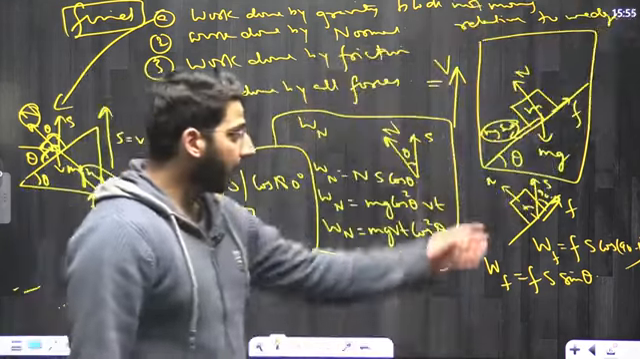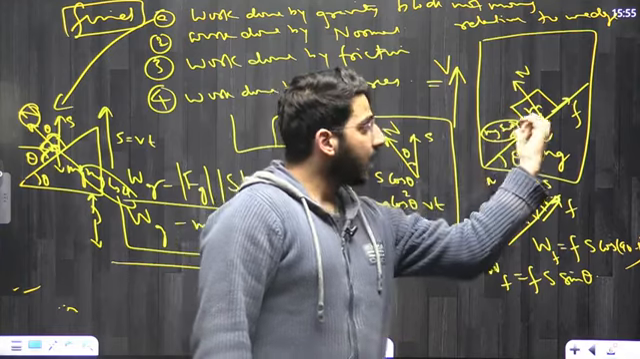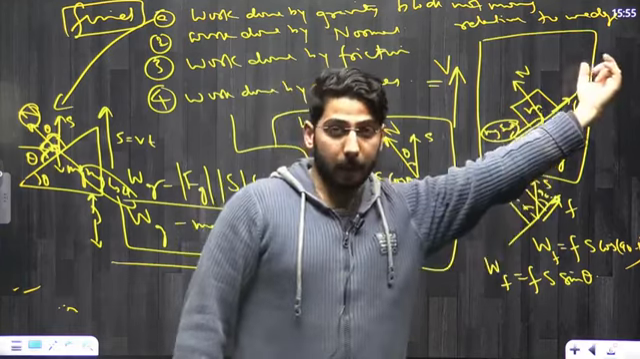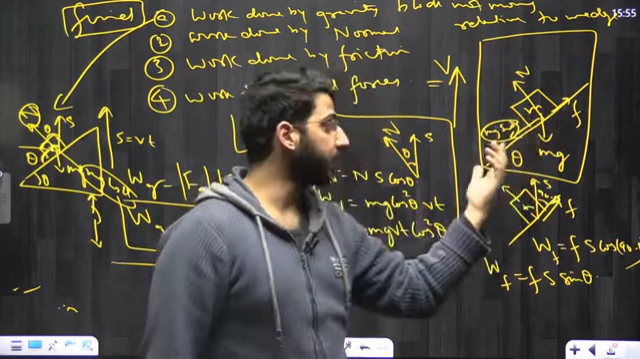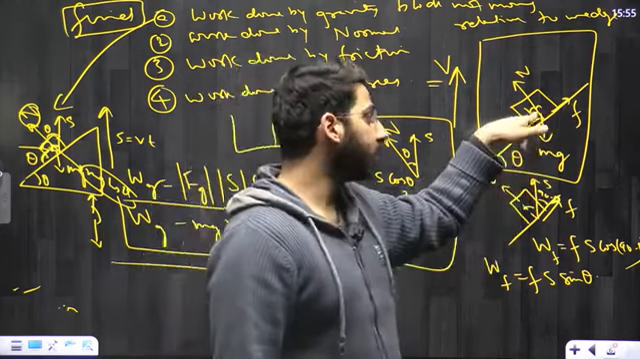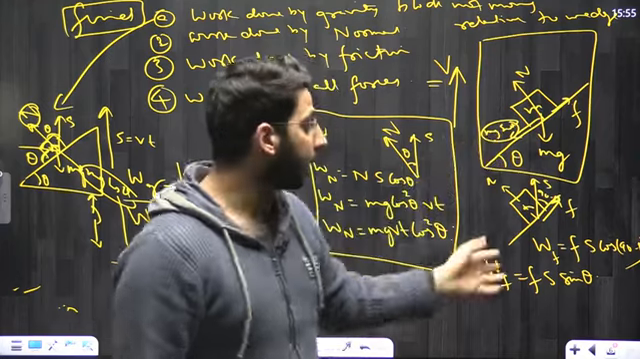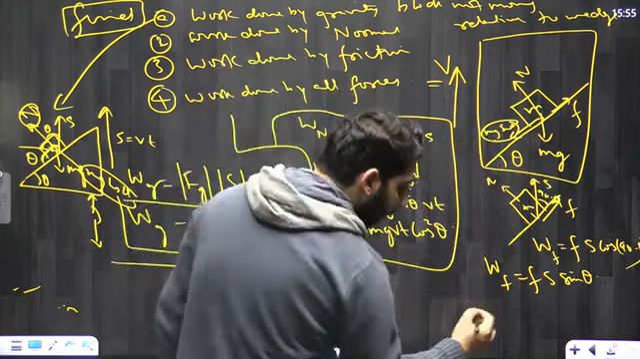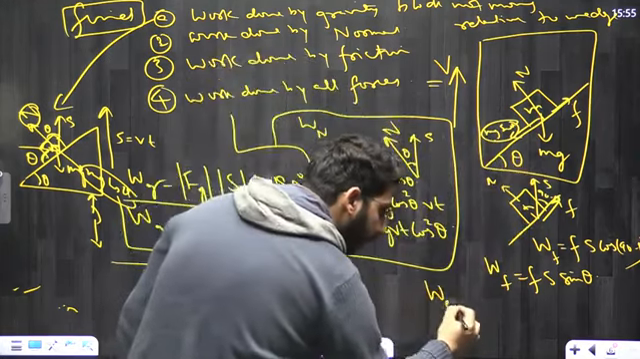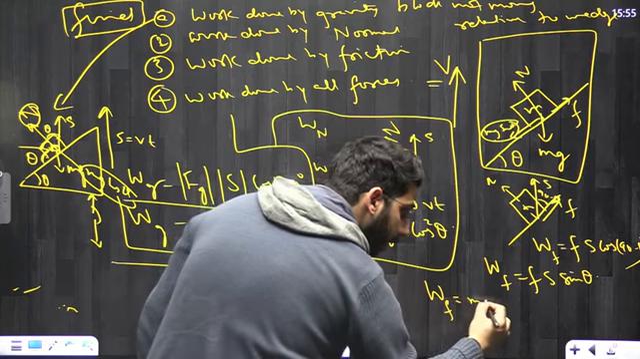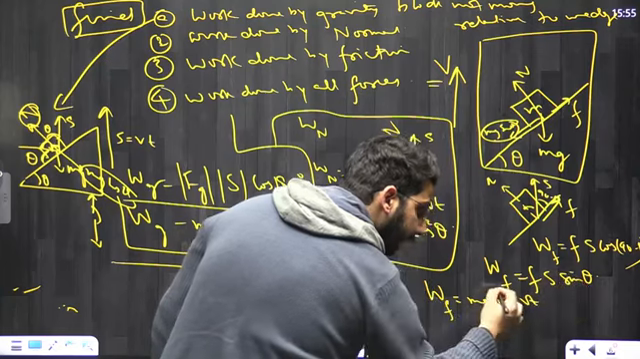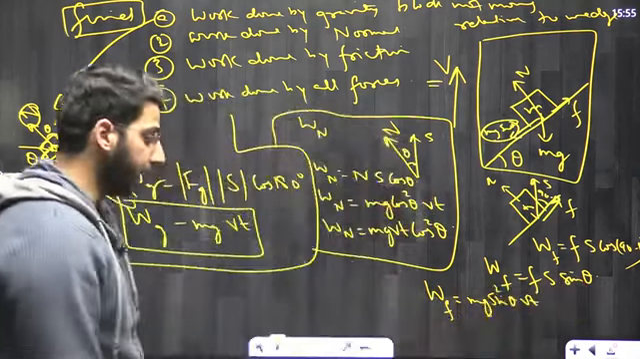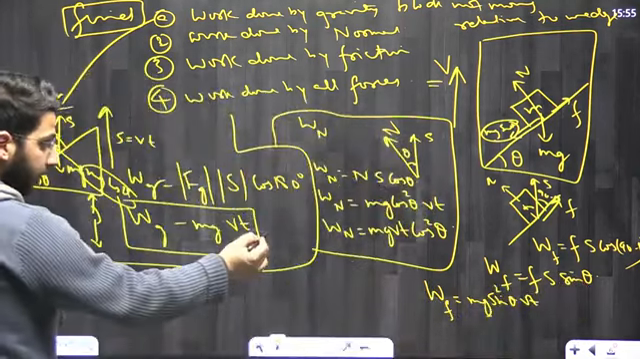So mg sin theta is trying to get the block down, and f is trying to balance that mg sin theta. When it is neither moving up nor going down, they are balanced. So what is f? f is mg sin theta. So the work done by the frictional force is mg sin theta times S. And what is S? S is vt times sin theta, so it is mg sin square theta vt. So this is the answer for part A.